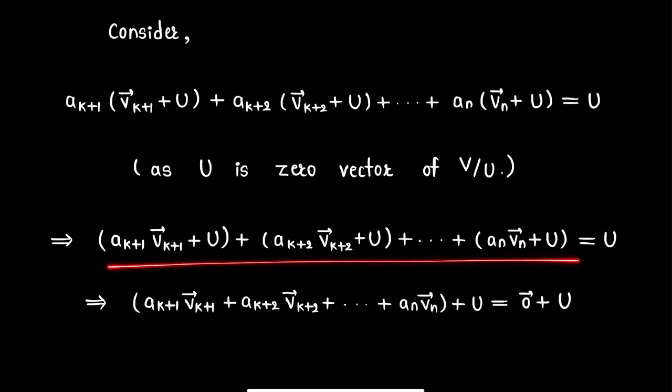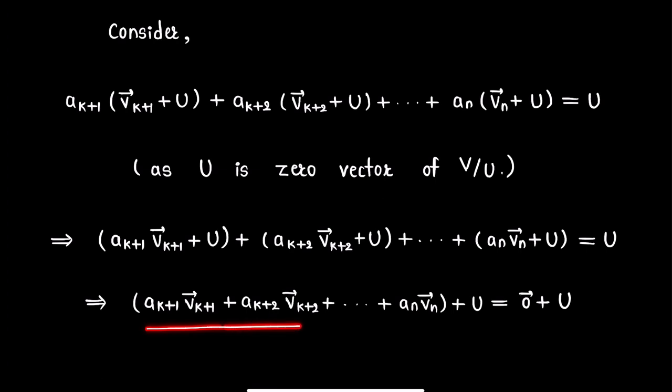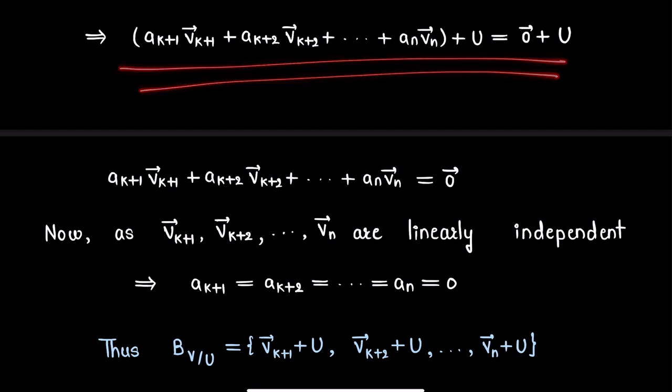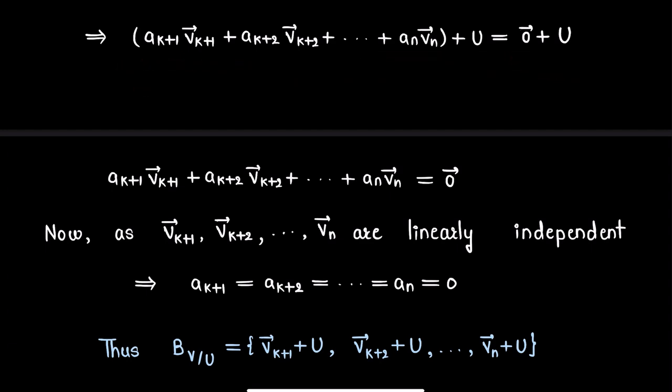Again this can be written as ak+1 vk+1 + ak+2 vk+2 and so on plus an vn + U is equal to 0 bar + U, where we have added these cosets and here 0 bar is the zero vector of the vector space V. Now as these two cosets are equal, these vectors must be equal, so we get ak+1 vk+1 + ak+2 vk+2 and so on plus an vn is equal to the 0 vector. Now note that these vectors vk+1, vk+2, up to vn are basis vectors of BV of the vector space V, so they are linearly independent.